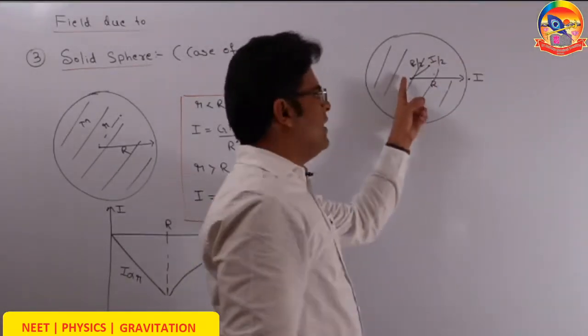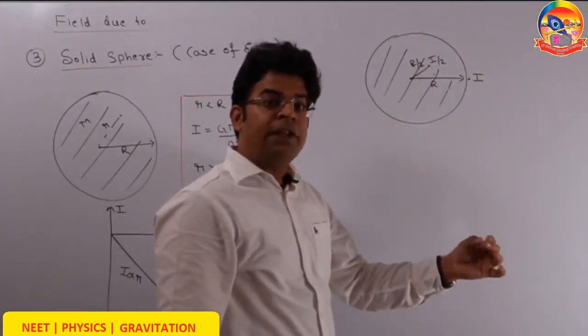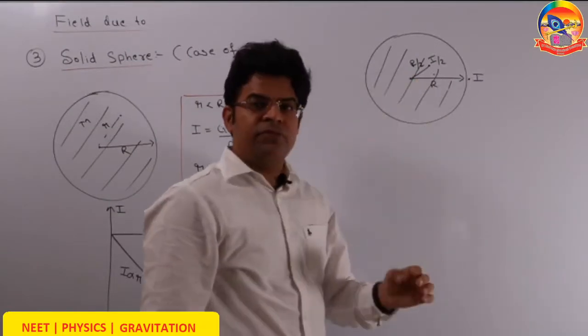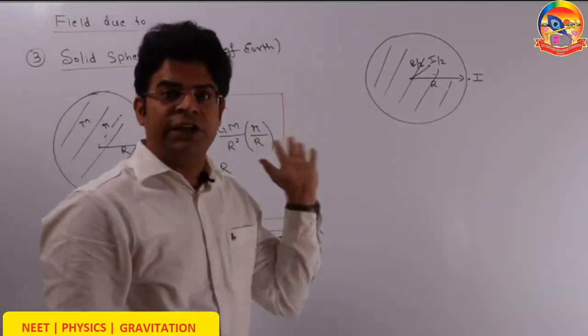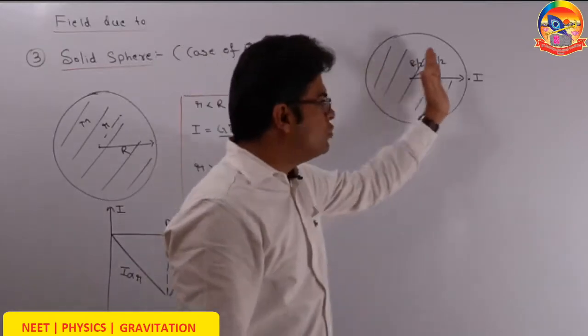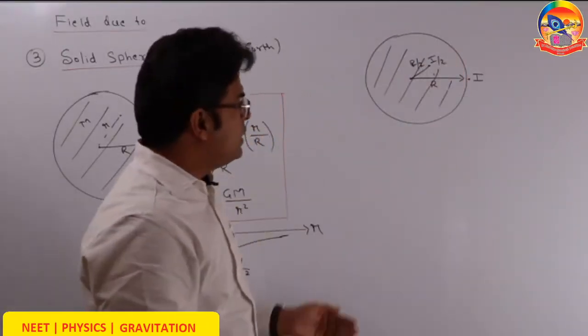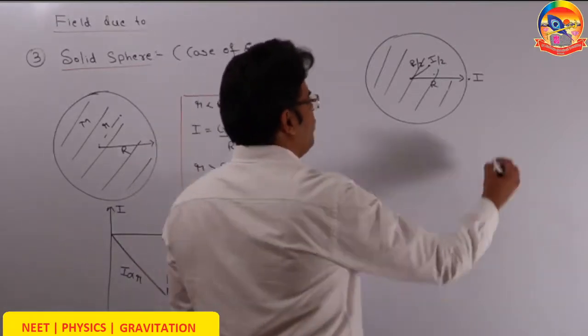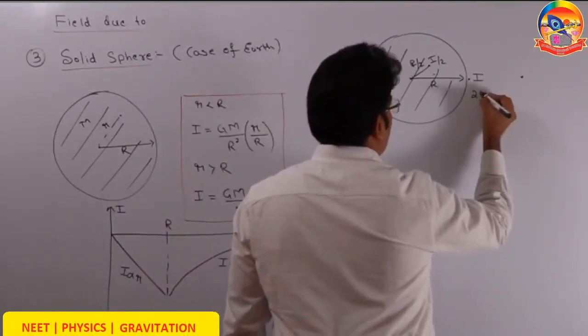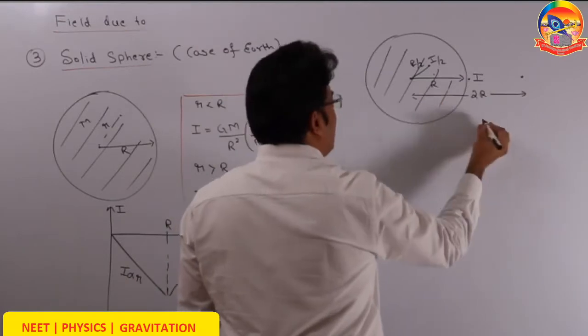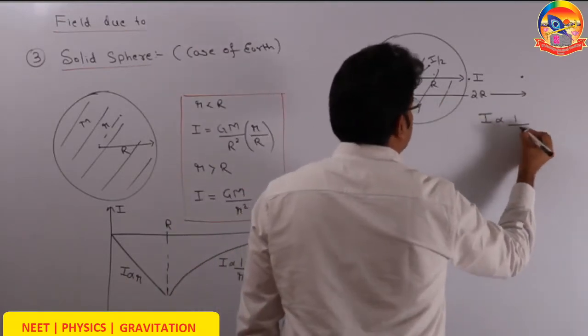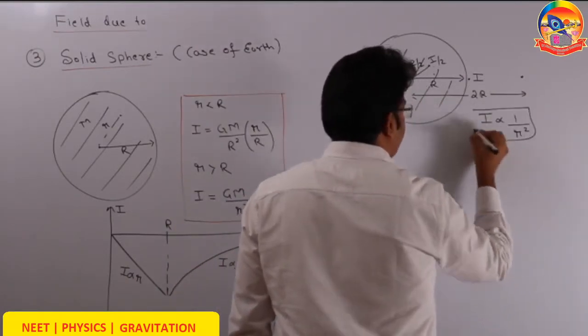What will be the field at distance R by 3? I by 3. At distance R by 10, I by 10. So easy. So as you go from center to surface, the field increases linearly with the distance. As for outside point, what if you are at distance 2R? For outside point, remember that field is inversely proportional to the distance from center whole square.